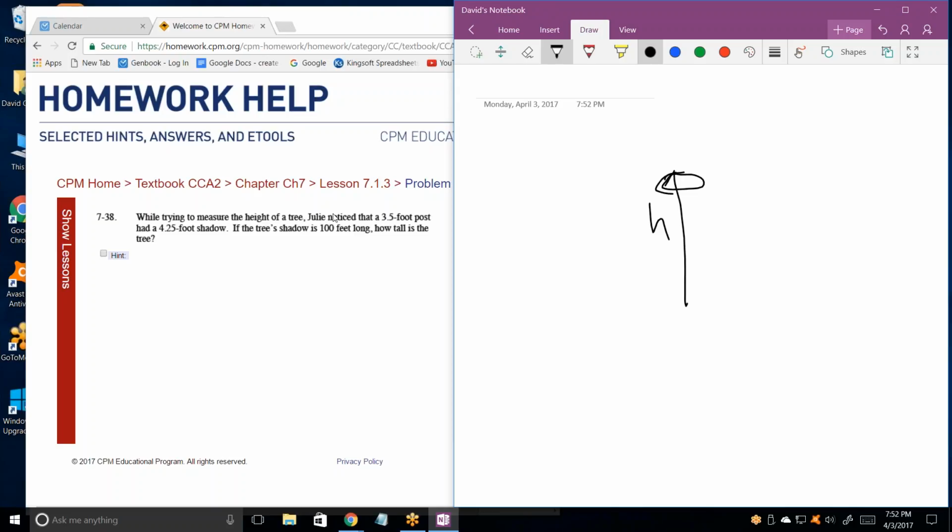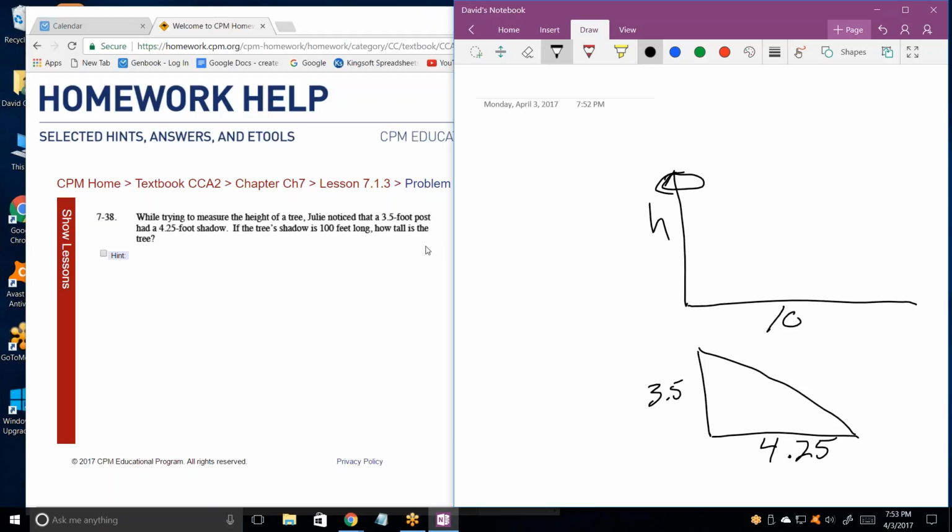Julie's trying to measure the height of the tree, and she notices that a 3.5-foot post near the tree casts a 4.25-foot shadow. So that's 4.25 right there. And she notices the sun's in the same position, right? The tree's shadow is 100 feet. So we have similar triangles. How tall is the tree?